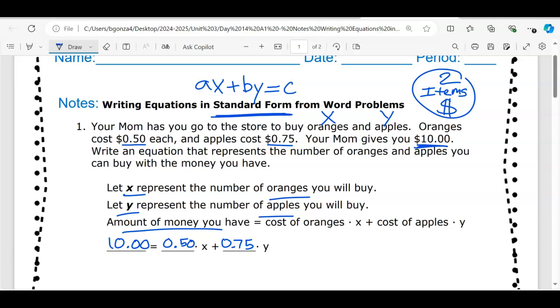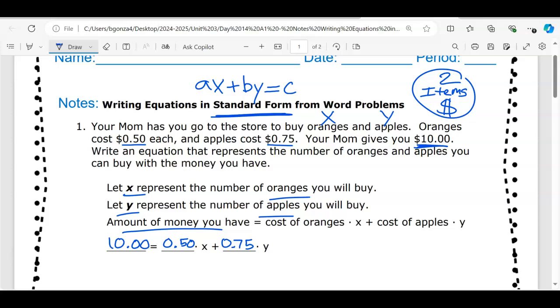That's pretty much it. So, again, what did I do? Total equals 2 items, X and Y. Put the cost right in front of them. That's pretty much it. But I want you to notice, this format doesn't match this format. It's like flipped around, okay?